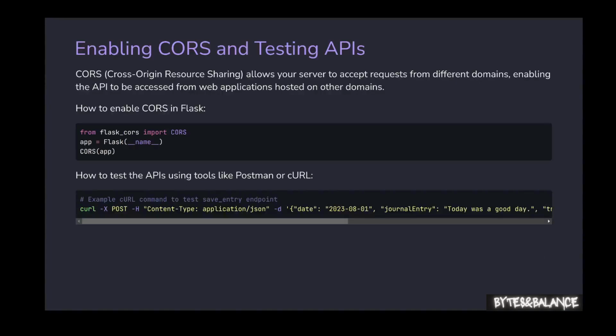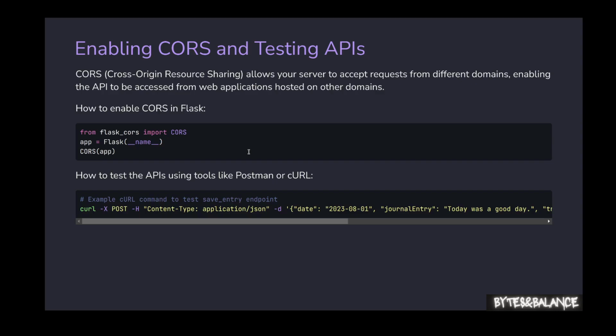Those are two important things, CORS and testing our APIs. CORS stands for Cross-Origin Resource Sharing. It's a security feature in web browsers that restricts how resources on a web page can be requested from another domain. If your server needs to be accessed from web applications hosted on different domains, you will need to enable CORS. To enable CORS in your Flask application is super easy. You just need to add a couple of lines.